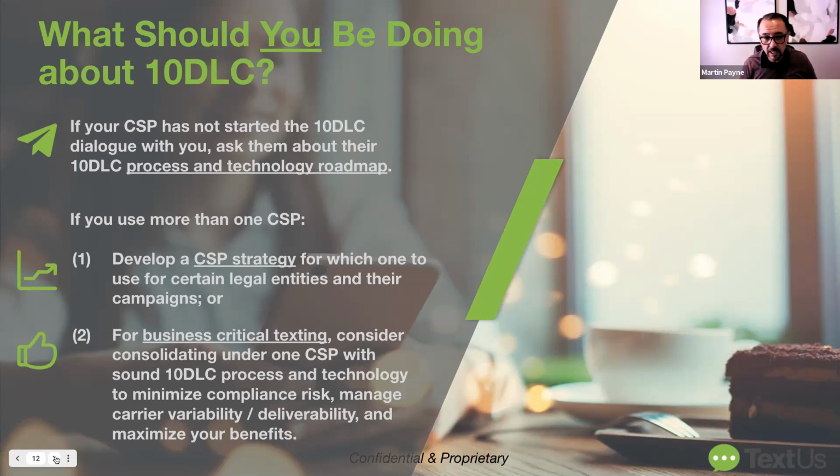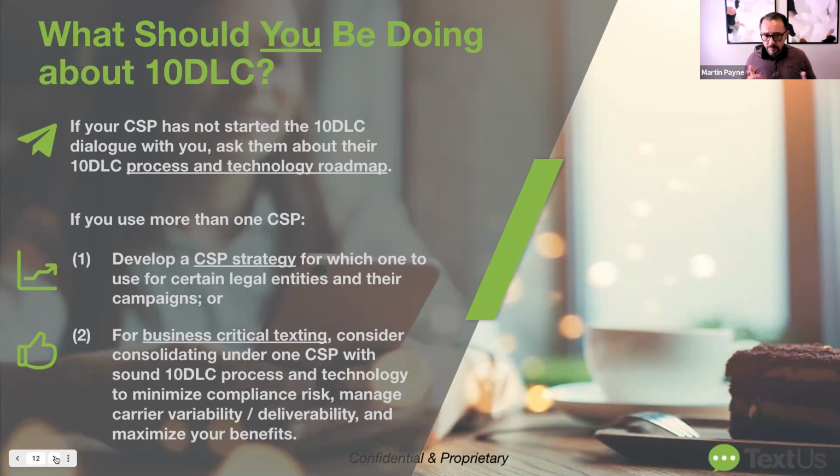The other one we recommend is for those of you where texting is just business critical. So for example, staffing and recruiting, talent acquisition, shift management, where you run your business in part due to texting. We would actually recommend that you consider consolidating under one CSP, particularly a CSP that's going to be ahead of the game process and technology wise.